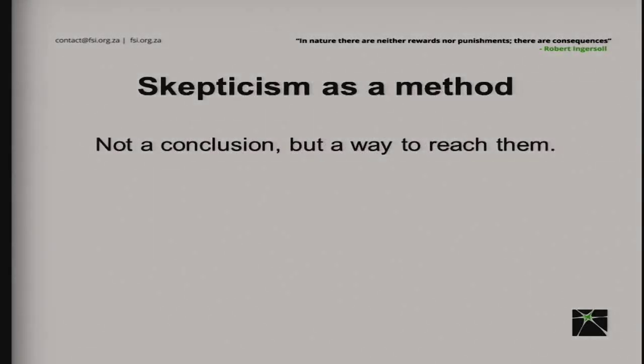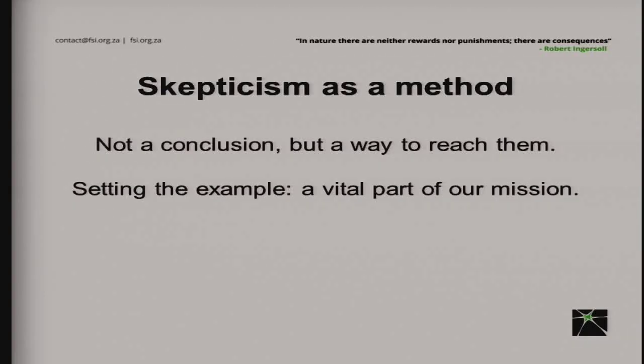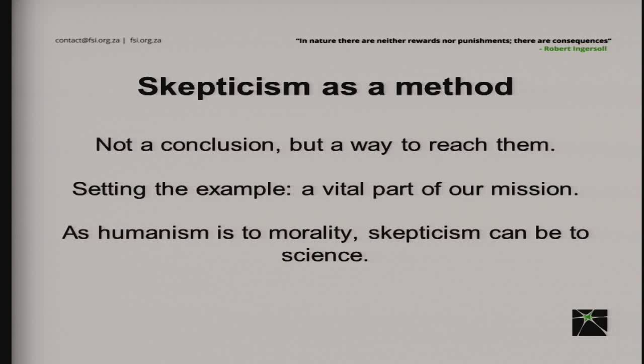So to conclude, skepticism is not a conclusion, it's a way to reach conclusions. And our job is to always demonstrate that method, to always demonstrate that way of reaching conclusions rather than asserting those conclusions. Setting the example is a vital part of our mission. It's the way that we encourage and inspire others to adopt these strategies. And I'd like to suggest that as humanism is to ethics, i.e. a kind of woo-free inspiration and guide for living a good life, skepticism can be for science, providing responsible examples and guidance of how to be a responsible believer and the importance of holding yourself accountable for that.